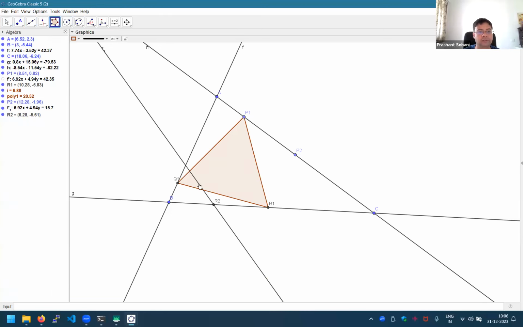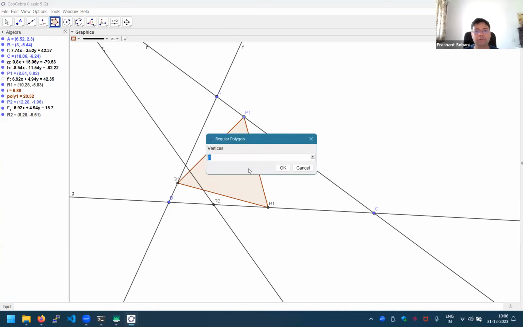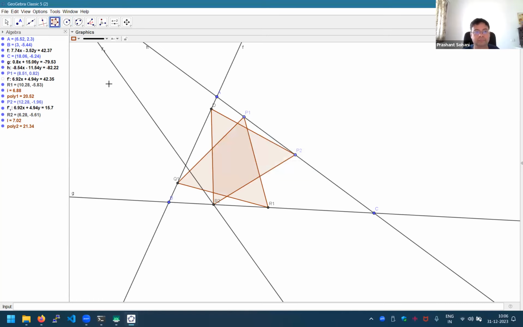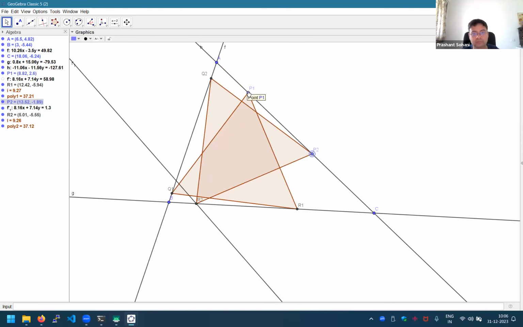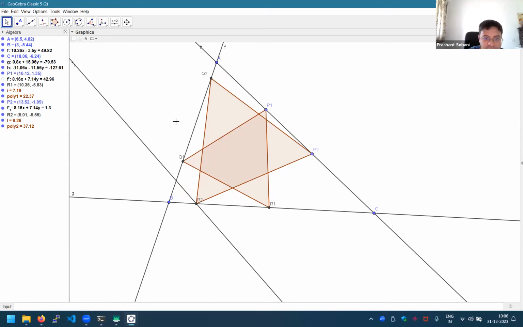Okay. And again, constructing the regular polygon. Okay, so these are my two triangles, P1, Q1, R1. Let us say I take P1, Q1, R1 slightly smaller and P2, Q2, R2 slightly larger. Clearly the triangles are not congruent, but they are similar. And so what I'm asking us to find out is the center of the spiral homothety, which will relate these two triangles, right?